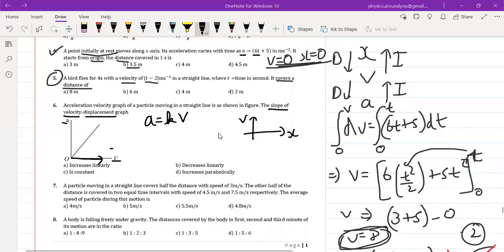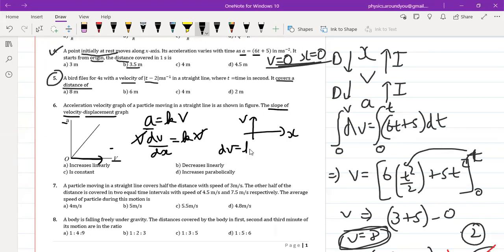So how do we find the slope of the velocity-displacement curve? How to bring in Vx given A = KV? The only relation I see is that, given A, to find something about Vx, we can always use A equal to V dV by dx. If I put A as V dV by dx, you can see V is cancelling from both sides, and we are getting dV is equal to K dx, right?